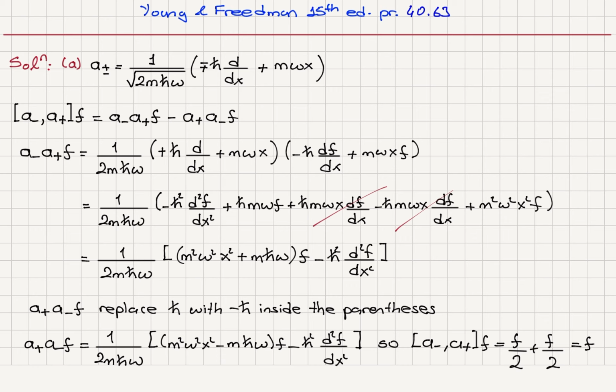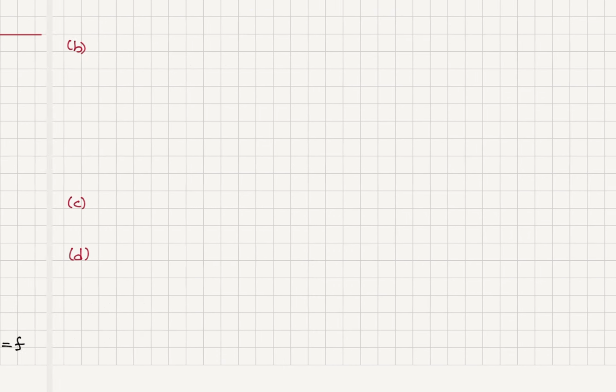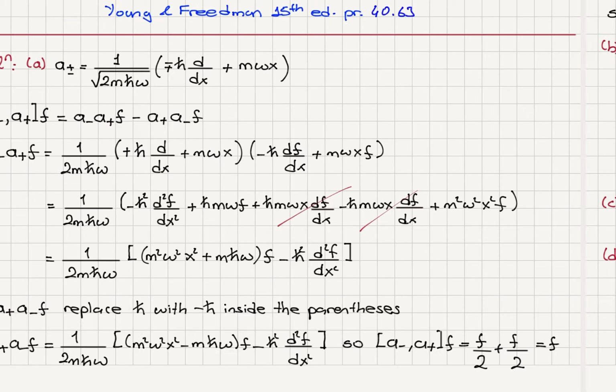Okay, so what's the conclusion? Then this commutator, a minus a plus commutator, is equal to 1. It has no effect on the function. Okay. Now what were we supposed to do in part B?